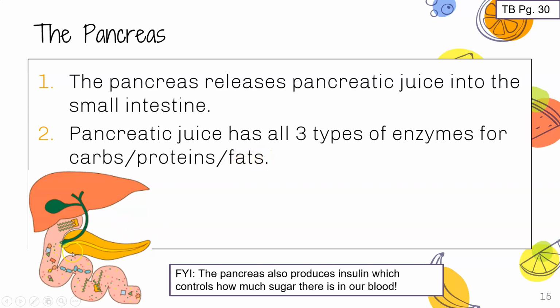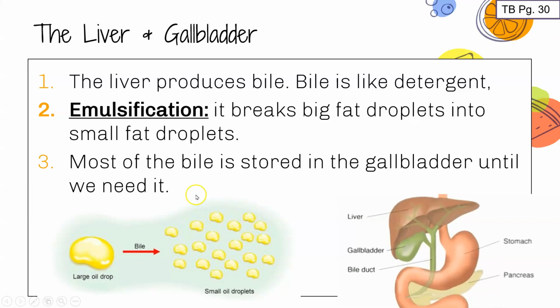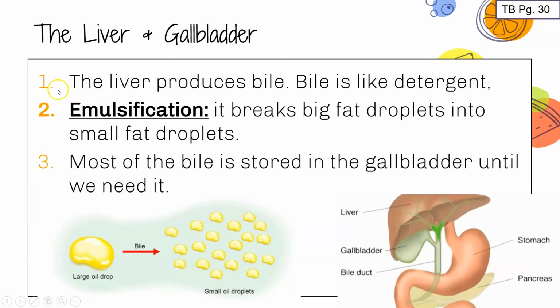So the pancreas produces three different enzymes, one for carbohydrate, one for protein, and one for fat. Now, the pancreas has an alternate function, which is to produce insulin, which controls how much sugar there is in our blood. Okay, but this point is not too important right now. What we want to focus on is the enzymes. So we know that the pancreas is producing enzymes.